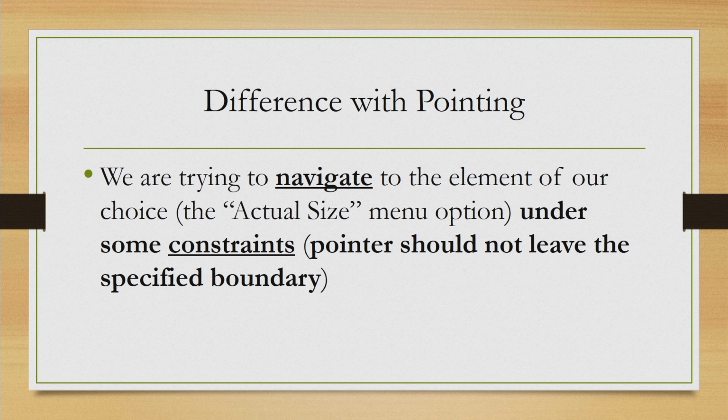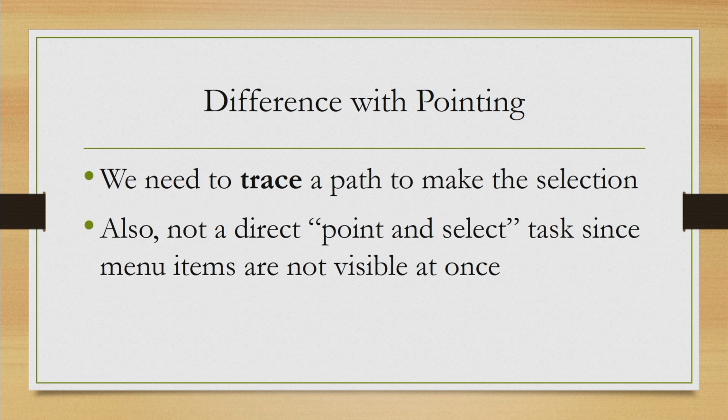So, then let us summarize the difference with pointing. In case of pointing, we do not bother about this constrained navigation, constrained path, but in case of menu selection or drawing some boundary line around one or multiple objects in a document, we have to follow a constrained path, and that is one difference. Trace a path which is constrained.